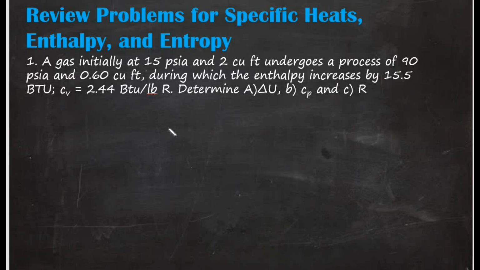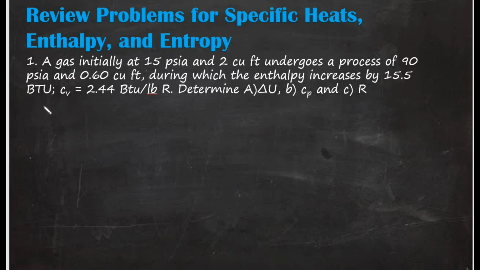Continue our discussion of ideal gas with review problems for specific heat, enthalpy, and entropy. First problem: a gas initially at 15 psia and 2 cubic feet undergoes a process to 90 psia and 0.60 cubic foot, during which the enthalpy increases by 15.5 BTU. C sub V, the specific heat at constant volume, is equal to 2.44 BTU per pound mass Rankine. Determine (A) delta U, (B) the specific heat at constant pressure, and the specific gas constant.